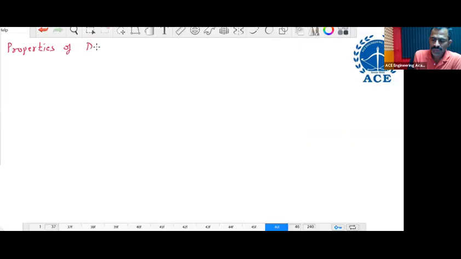Properties of definite integrals. We write all the properties. We have many properties, but we write the important properties, the ones we use frequently. Whatever we use frequently, we write all those properties only, which are very, very important, because based on this, we have the GATE questions, and you may also get questions in future.